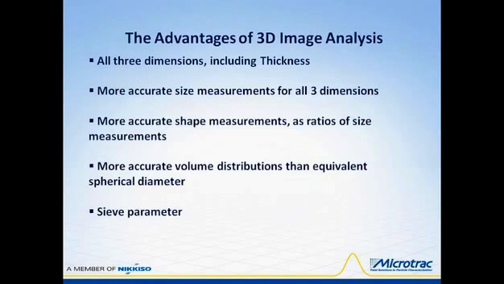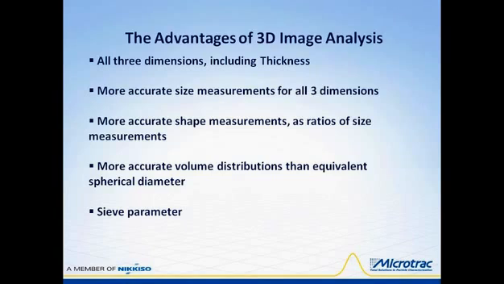2 of the 3 Microtrac online analyzers can measure in the 3D mode for new and much more accurate results. 3D image analysis is available, patented, from only Microtrac. First, the 3rd dimension, thickness, is measured in addition to length and width. Thickness is a very important parameter to measure for platy particle types. And much more accurate size measurements can be made when considering all 3 dimensions rather than only 2.